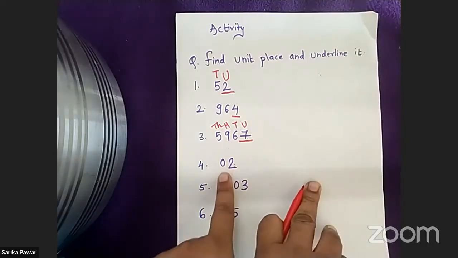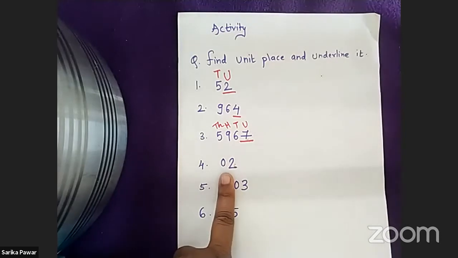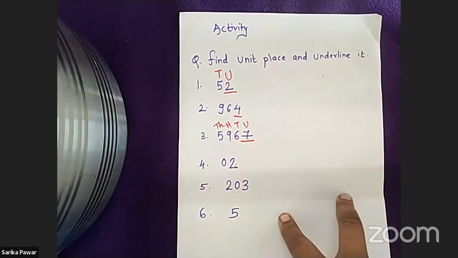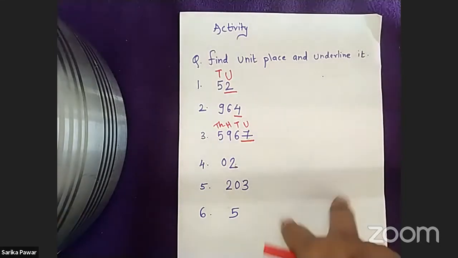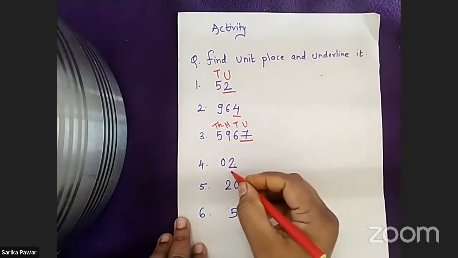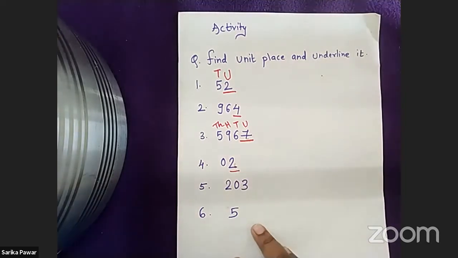Who will read the next number? 02. Read this number. 2. 02. Only 2, right? So, which is the unit place? You tell me now. 2. Very good. Now next number. Next student. 203. Next student. 3. Sarah, wait. 200. Ruksar.